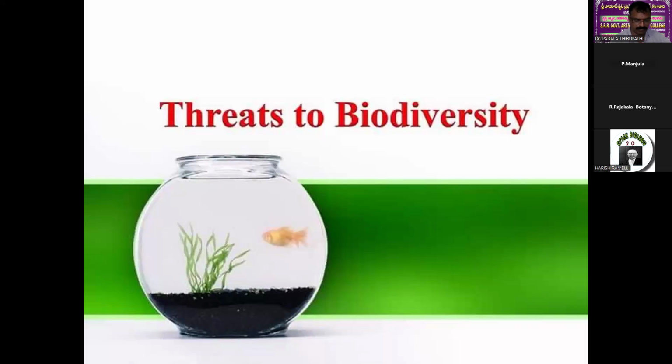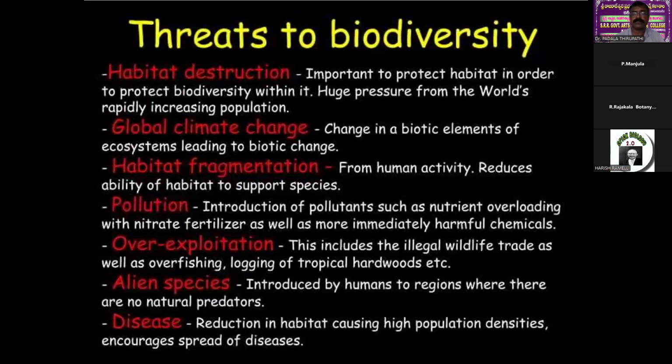Biodiversity. The main threats to biodiversity are, first, habitat destruction, then global climate change, habitat fragmentation, pollution, over exploitation, alien species, introduction of new species, and also diseases. So these are the main threats to biodiversity, starting with habitat destruction.